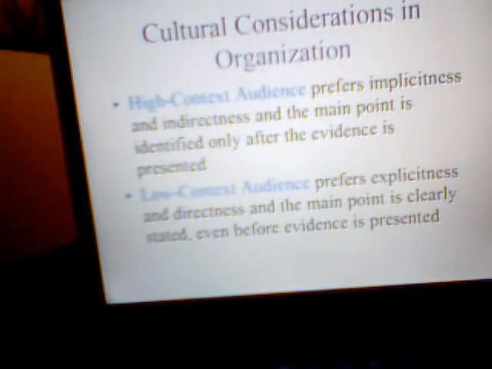Cultural considerations in organization. There are 2 types, the high context audience and a low context audience. High context audience is where implicitness and indirectness are preferred. The main point is identified only after the evidence is presented.